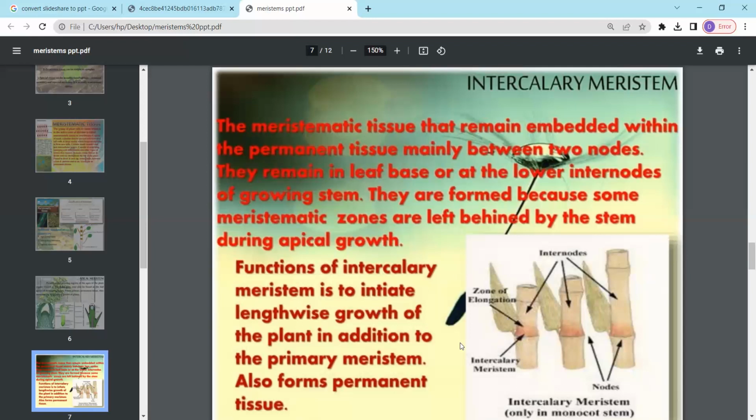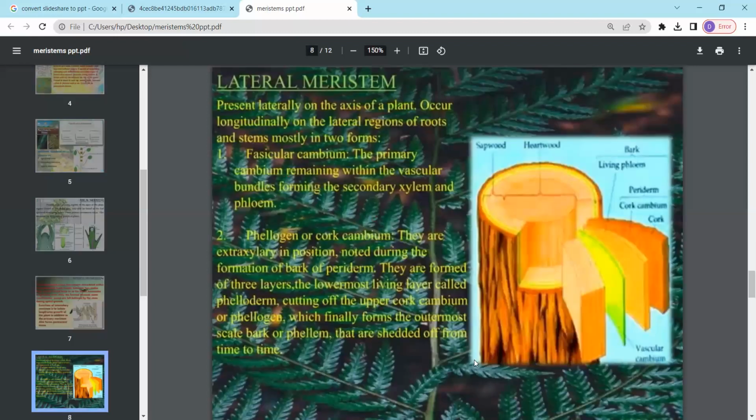The function of the intercalary meristem is to initiate the lengthwise growth of the plant in addition to the primary meristem. So this intercalary meristem also helps to increase the length of the stem and also forms permanent tissue. So the first one is the apical meristem. Examples of apical meristem are the root apex and shoot apex.